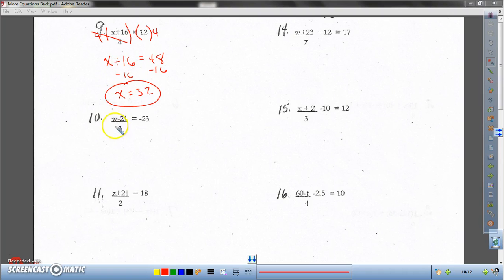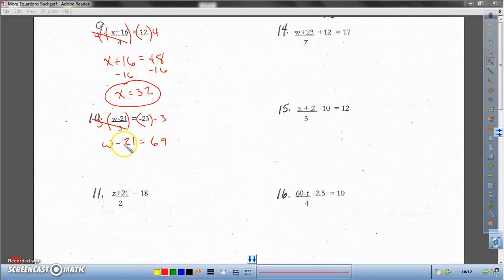Number 10, very, very similar here. We're going to undo this division of 3 by multiplying by 3 on both sides. So 3 is going to cancel that division, and what I'm left with is whatever is in the numerator of your fraction. In this case, that is w minus 21. Negative times a negative is a positive, and 23 times 3 is 69.